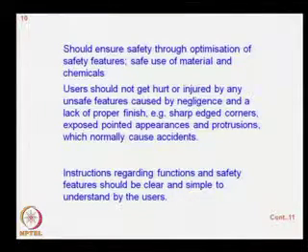It should ensure safety through optimization of safety features, and safe use of material and chemicals. Users should not get hurt or injured by any unsafe features caused by negligence and a lack of proper finish, as for example, sharp edged corners, exposed pointed appearances and protrusions which normally cause accidents. These should be avoided.